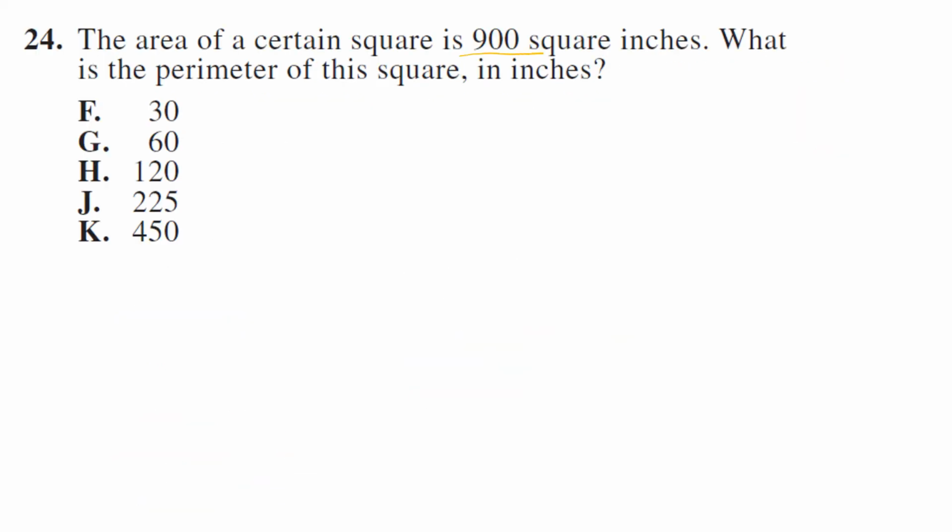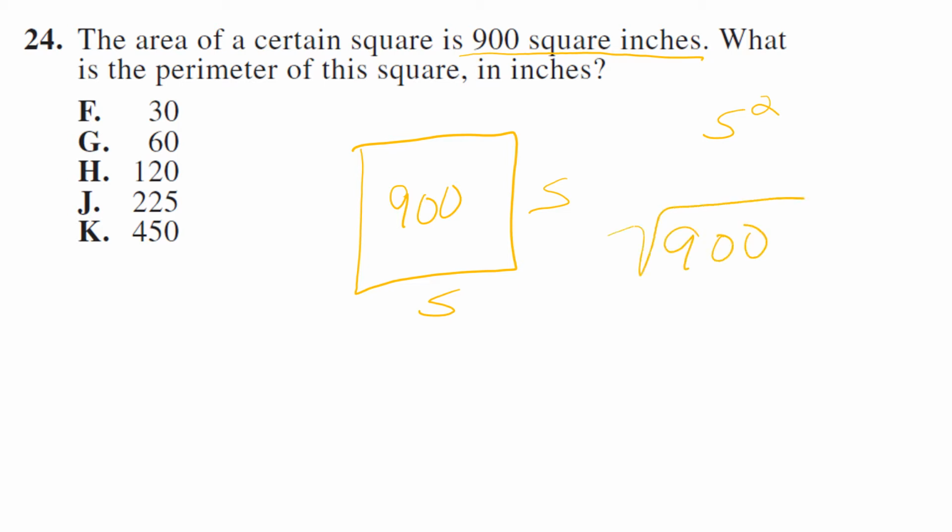The area of a square is 900 square inches. What is the perimeter? Well, to get the area of a square, we multiply side times side, or the area equals side squared. So to get what each side was, we just take the square root of that. So we have the square root of 900 equals 30. So now we know each side is 30.